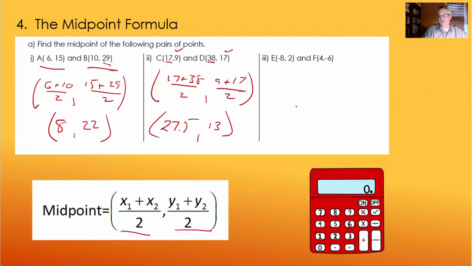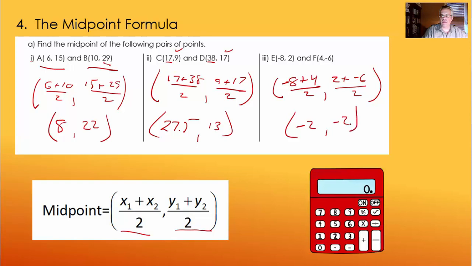All right. So negative numbers, we do the same thing. Just don't drop the negative. So on this one, we're going to add the x's and divide by 2. Negative 8 plus 4 over 2. And then 2 plus negative 6. So we add whatever we have, a 2 and a negative 6, and divide by 2. That's going to give me negative 4, divided by 2 is negative 2. And 2 plus negative 6 is negative 4, divided by 2 is negative 2. So the point halfway in between those 2 points is negative 2, negative 2.